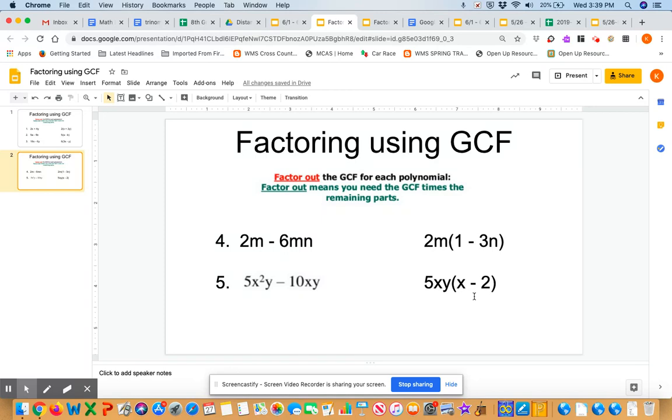If you're unsure about this, you can always distribute this through once again. And if you do that, you will notice you would end up with the same polynomial we started with. So guys, this is factoring using a greatest common factor.